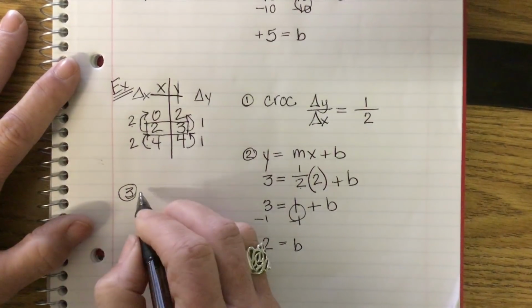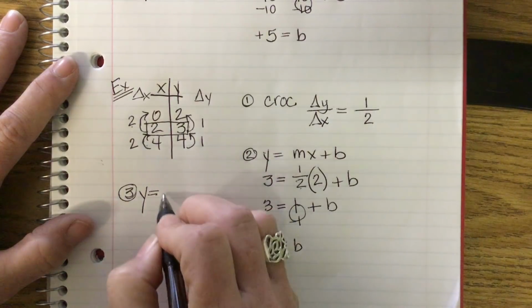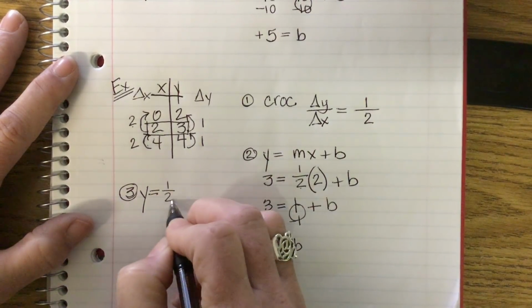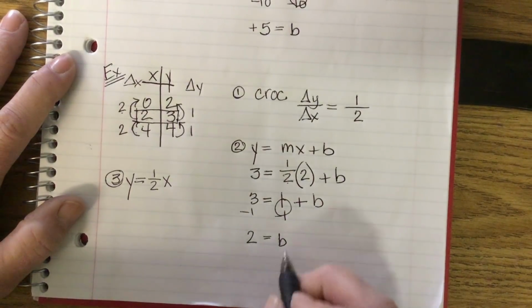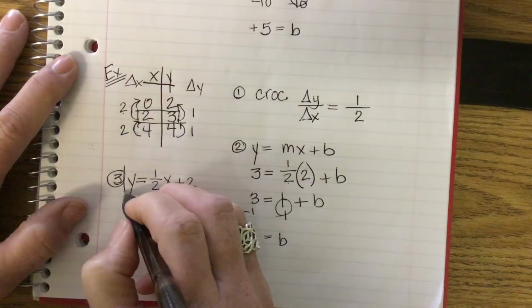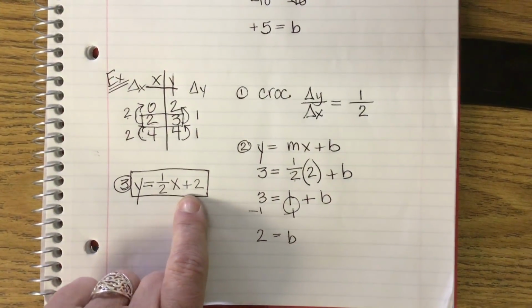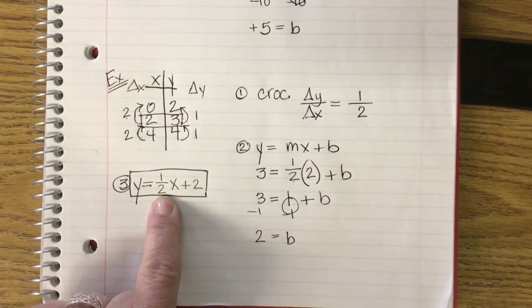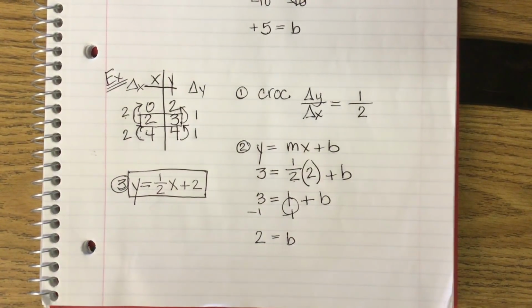So y, remember it always has a y, equals, my constant rate of change is 1/2. I always have my x in there. That does not mean multiplication. And I found my b, which is a positive 2. There is my rule. I know it crosses the y-axis at 2. And my slope, for every 2 changes in x, my y changes 1.